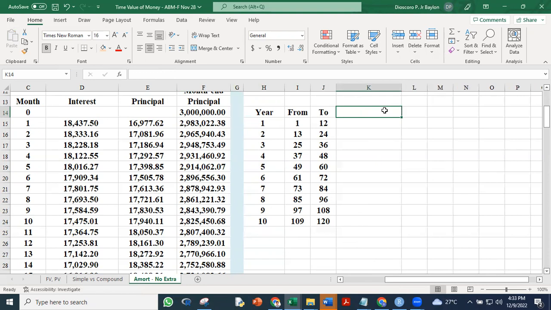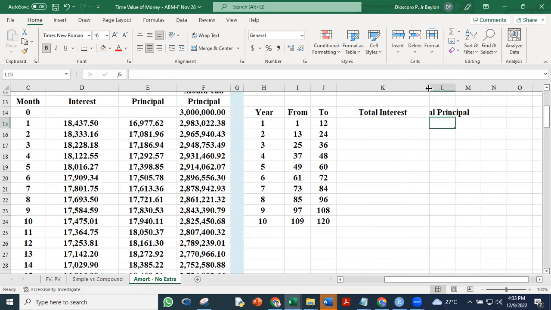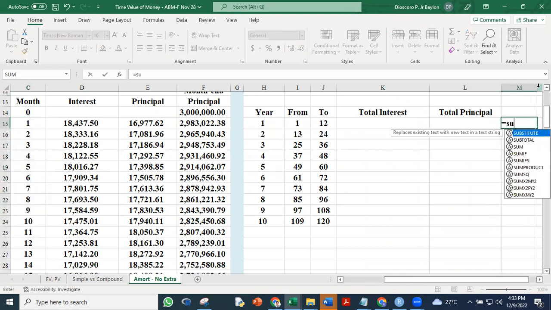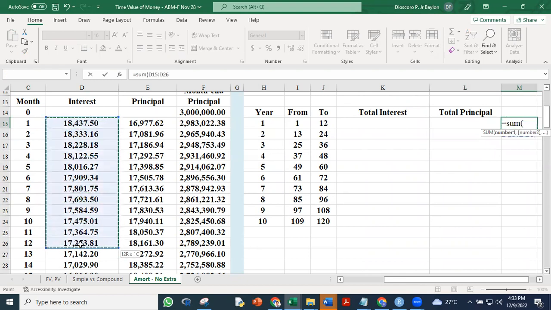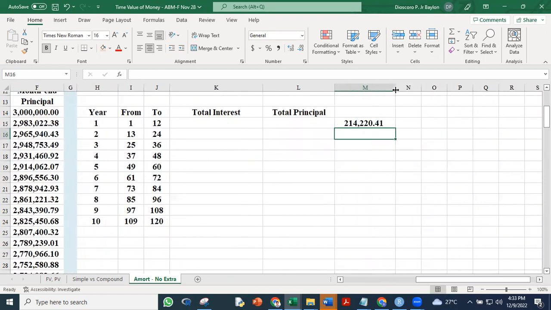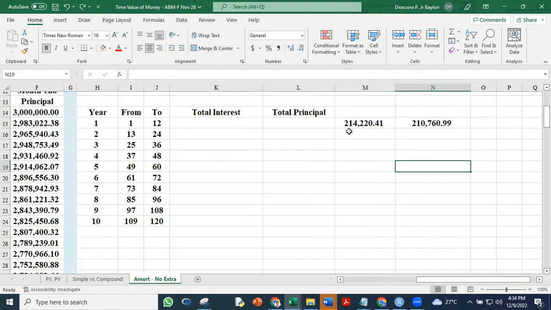So we can compute here the total interest and the total principal. Okay, so how much interest was paid for year 1? So that's from month 1 up to month 12. So we can just add this. It's equal to sum of interest, this one. So that's the total interest paid for year 1, right? From month 1 up to month 12. Okay, and then copy this to get the total principal paid. So for year 1, the total interest paid was 214. There was more paid for interest than for principal.